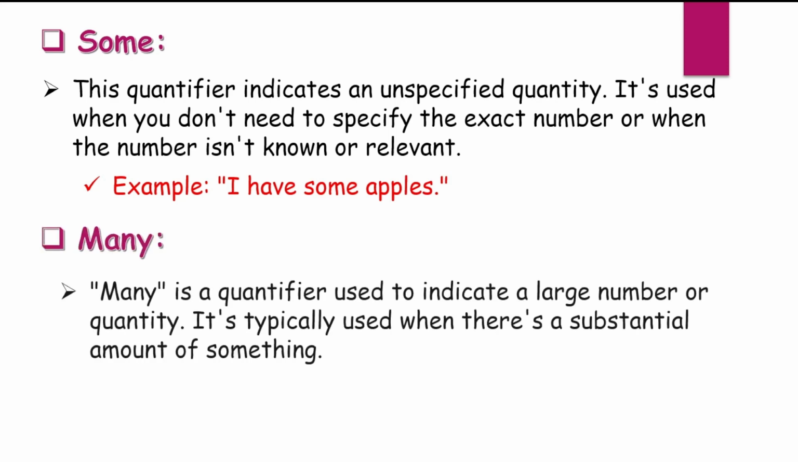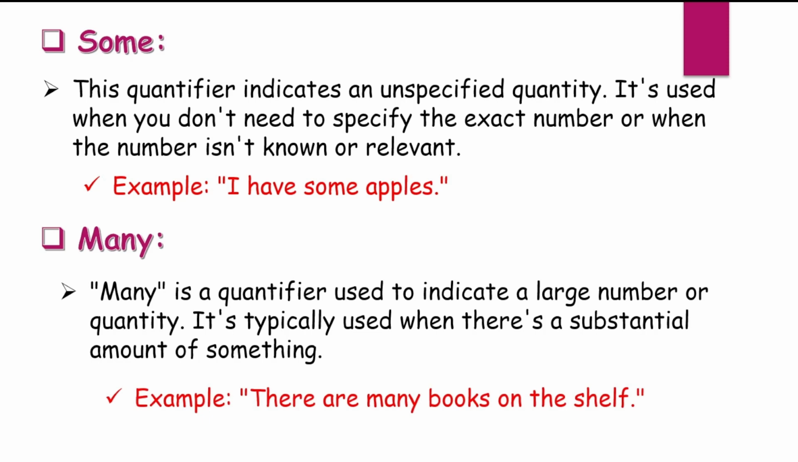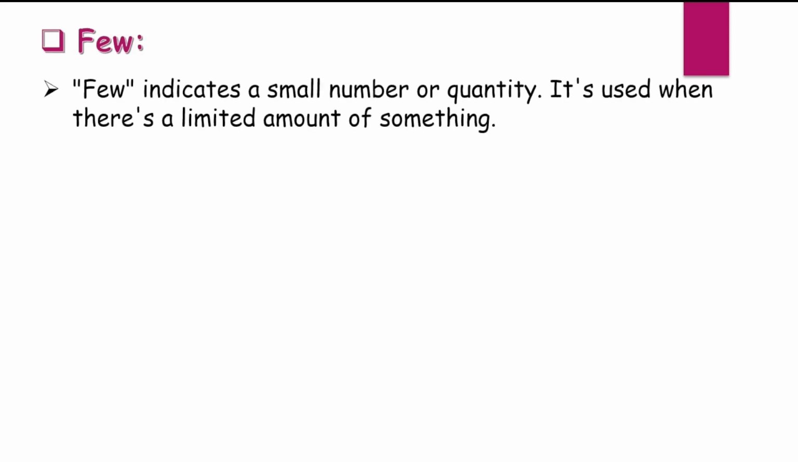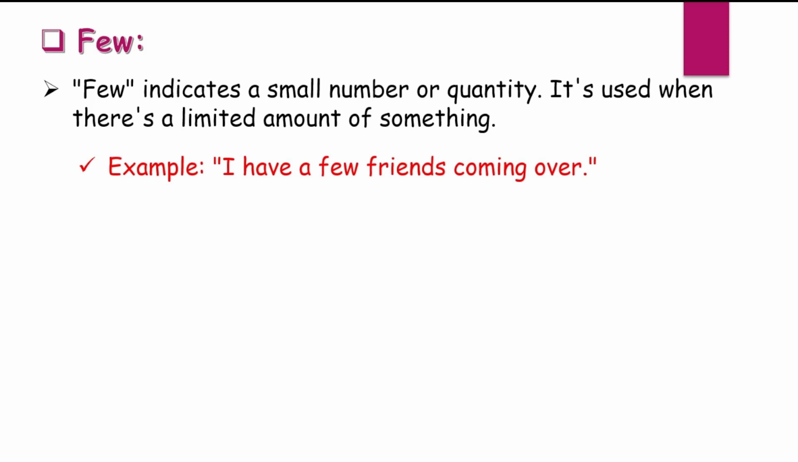Next is many. Many is a quantifier used to indicate a large number or quantity. It is typically used when there's a substantial amount of something. For example, there are many books on the shelf. Here, many suggests a substantial number of books. Few. Few indicates a small number or quantity. It is used when there is a limited amount of something. For example, I have a few friends coming over. Here, few indicates a limited number of friends.